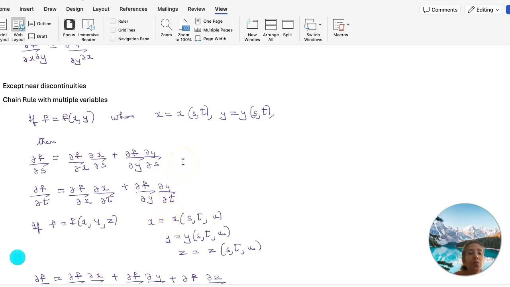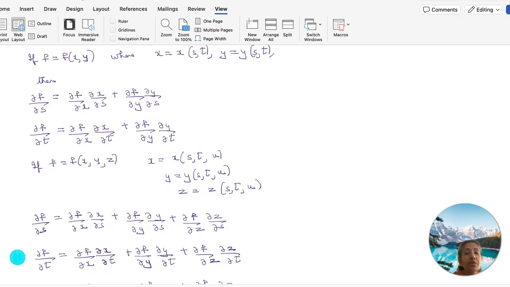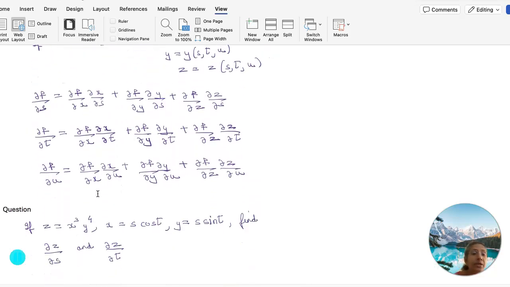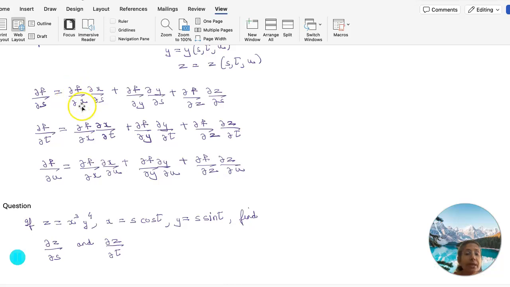What happens if f is a function of three variables x, y, z? Say x is a function of s, t, u, and y and z are also functions of s, t, u. In that case, del f by del s will be del f by del x into del x by del s plus del f by del y into del y by del s plus del f by del z into del z by del s.